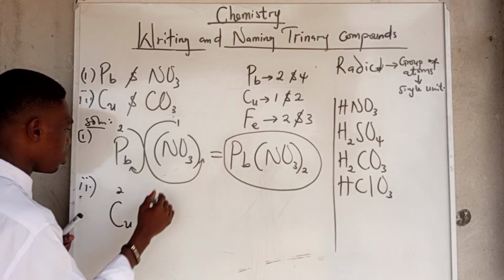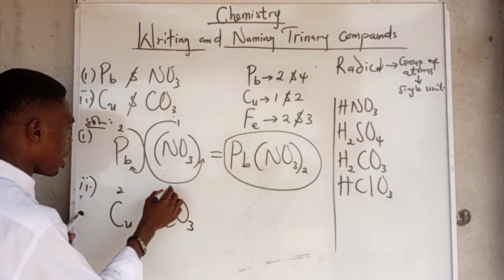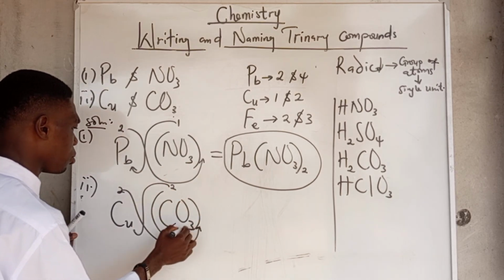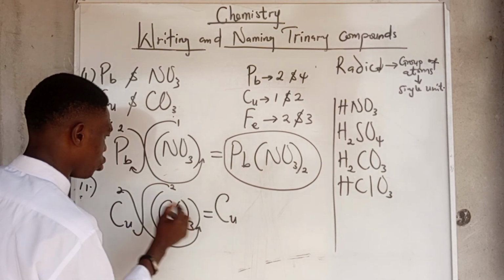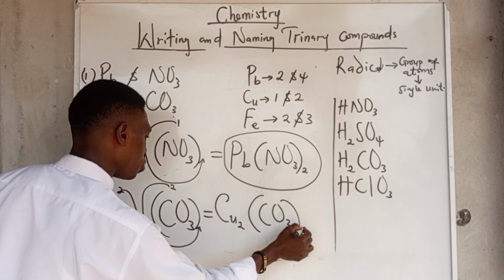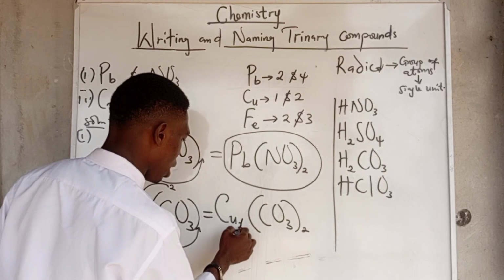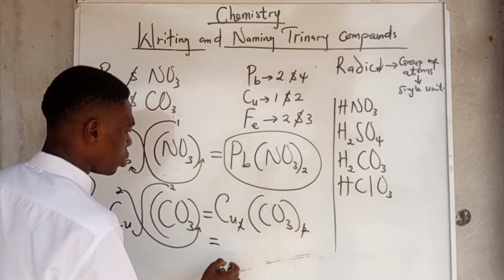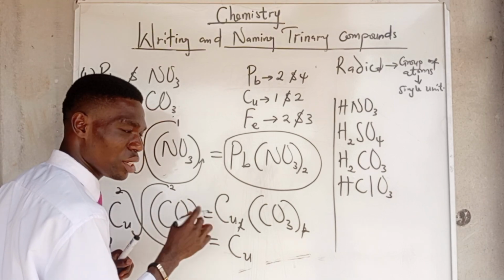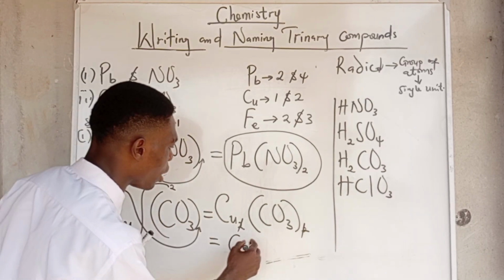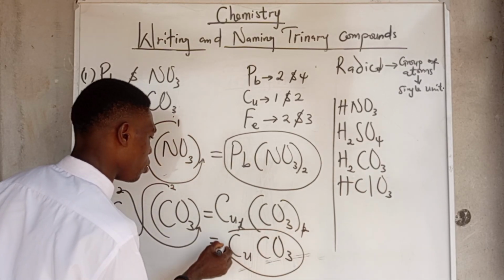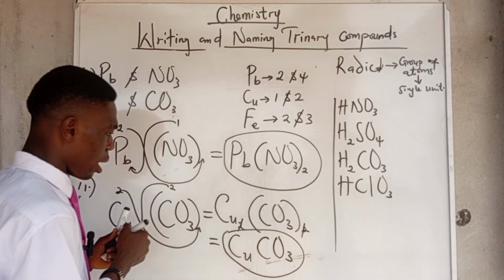All right, copper 2, and then we have CO3, and put them in brackets. The valency is 2. Now we interchange the valencies to give the subscripts. That will now give us Cu2, then in brackets CO3, then also 2. And so we are going to cancel out to get the simplest formula. All right, please don't miss the video on empirical and molecular formula. So we have Cu, then we have CO3. And this becomes the chemical formula for the combination between copper and CO3.